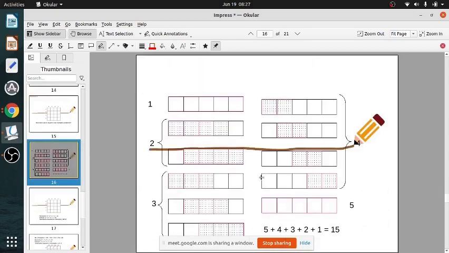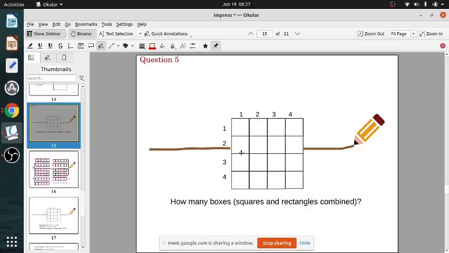Now, let us take this one. How many squares and rectangles? Now you have to take squares and rectangles. That means you don't always take 2 and 2. You can also take 2 and 1. You can also take 4 and 2 or 4 and 3. All possible things are allowed.